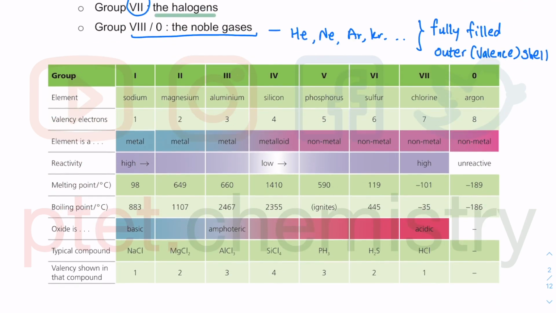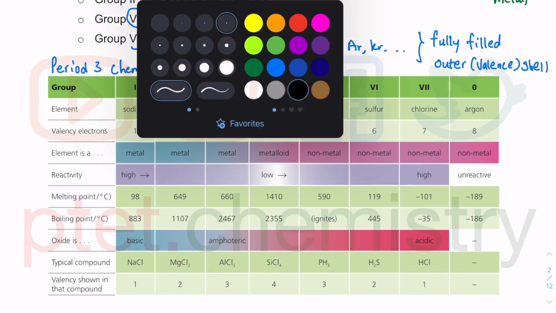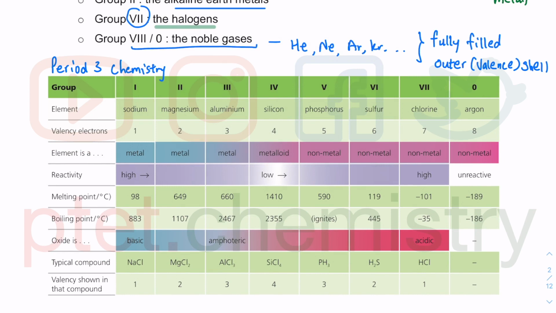This is about the properties of the elements, sodium all the way to argon. This is period 3 chemistry. Period 3 chemistry happens to be your case study, so you need to know everything about these things here. For period 3 chemistry, we have sodium, Na, magnesium, Mg, aluminium, Al, silicon, Si, phosphorus, P, sulfur, S, chlorine, Cl, and argon, Ar.